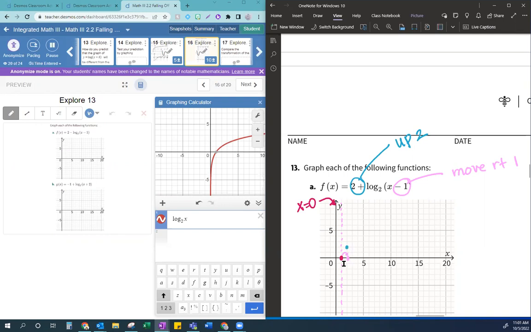So you're saying, Ms. Johnson, my point at 1, 0 moved to 2, 2? Yeah, because it moved right 1 and up 2. Doesn't that make sense? So if you do the math on that, your point 1, 0 moved right 1, up 2, and it became the point 2, 2. Sorry, I said that wrong. Your point moved right 1, now it's at 2. Up 2, now it's at 2, to give us that new point. Does everybody see that point?